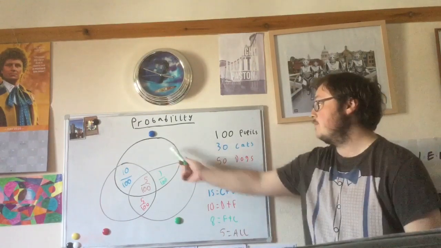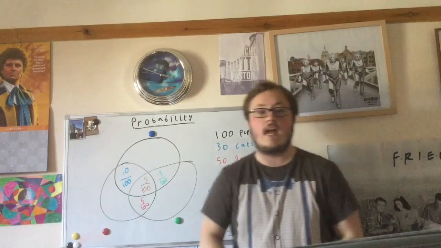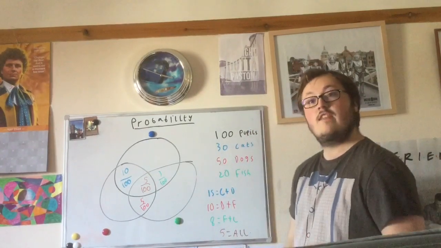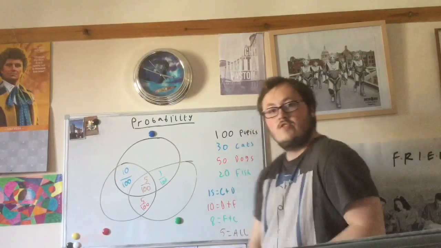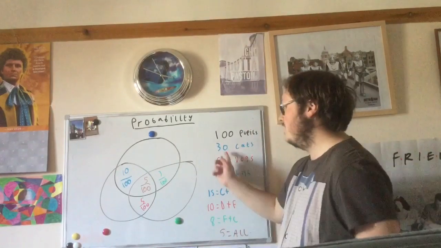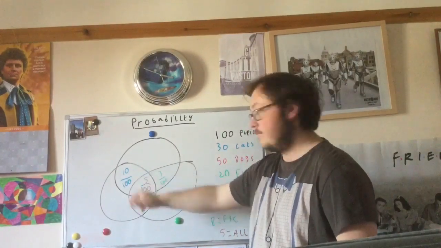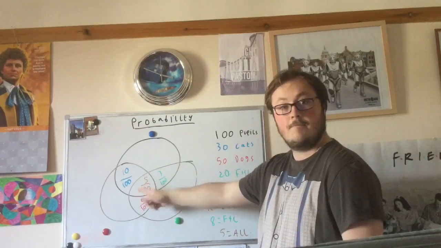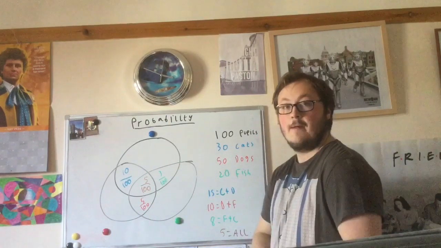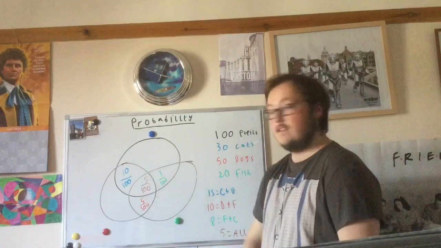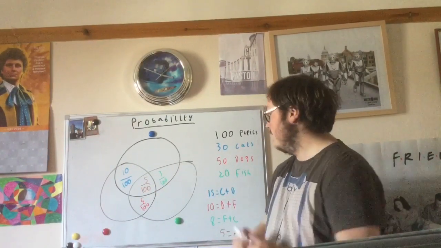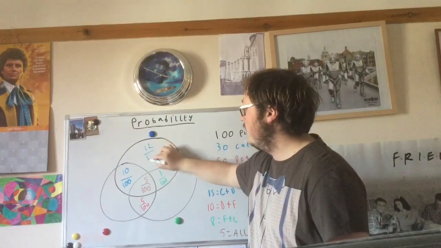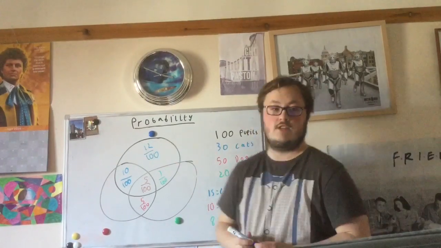Now for the first one, 30 students say they own cats, but we've forgotten the ones who say they also own fish, dogs, and all three. So, what you do is you have that 30 and you take away the 10 from there, the 5 from there, and the 3 from there. So 30 take away 10 is 20, 20 take away 5 is 15, 15 take away 3, that means you end up with just 12 over 100.